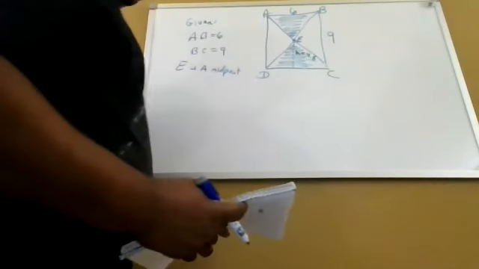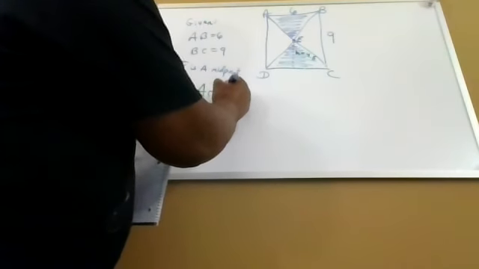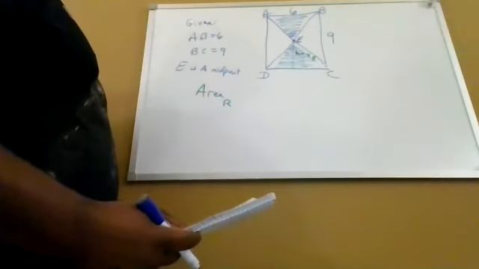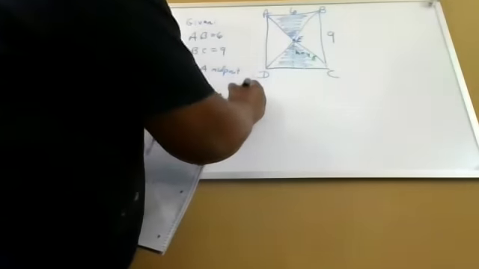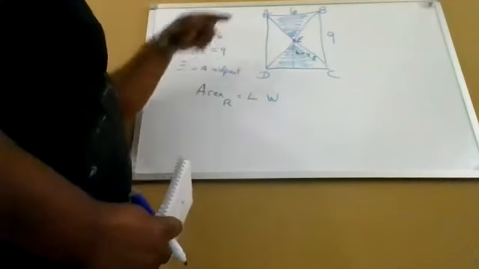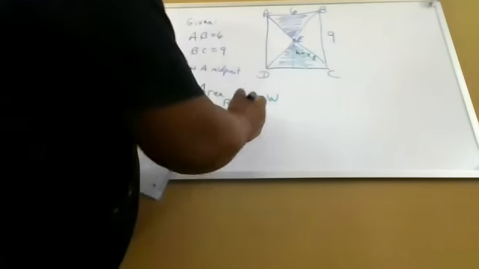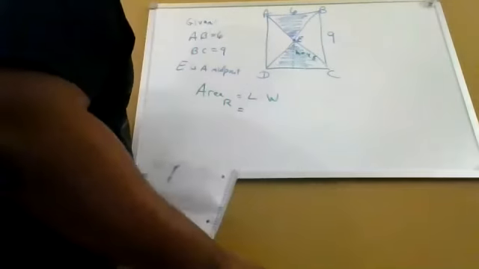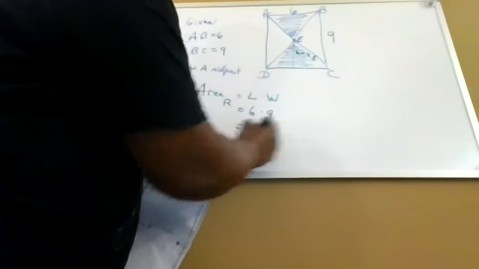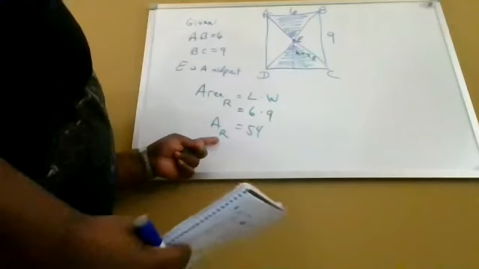So to calculate the area of the big rectangle, that's length times width. Length, which is 6, times width, which is 9. And 6 times 9 is 54. And that's the area of the rectangle, 54.